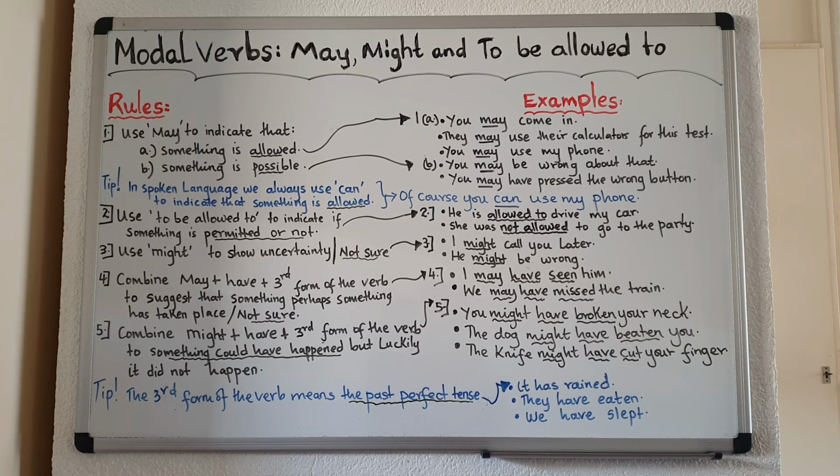The next example: he might be wrong. I'm not sure. Maybe he is right, maybe he is wrong. So, he might be wrong. The next rule, rule number 4.